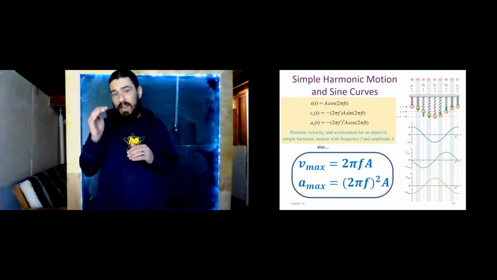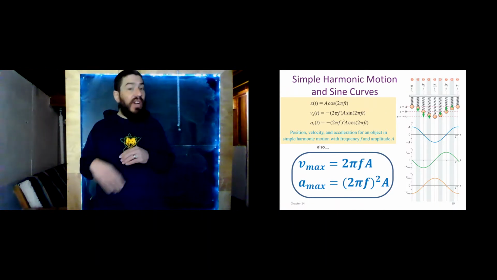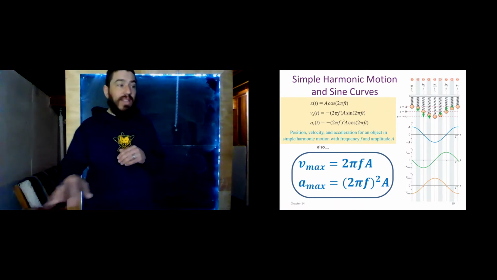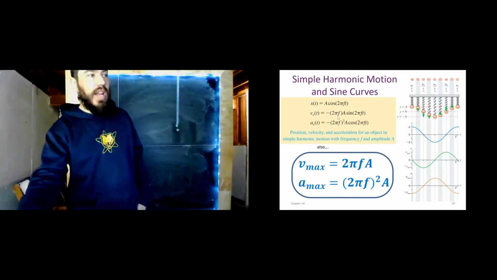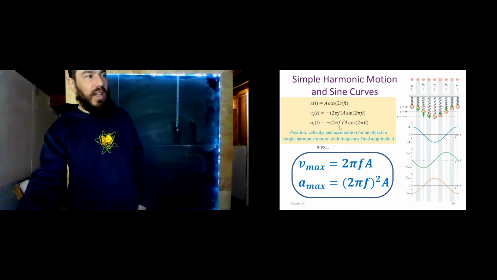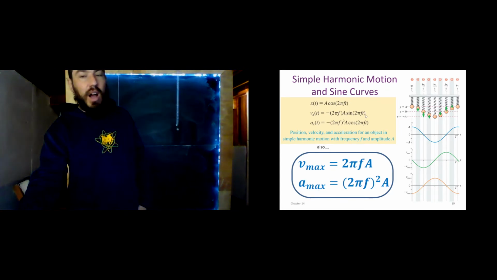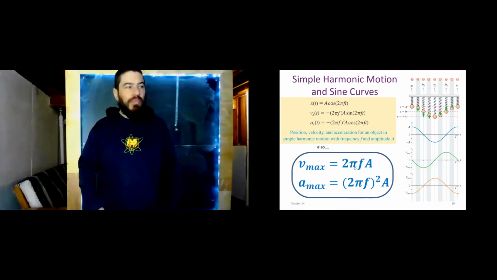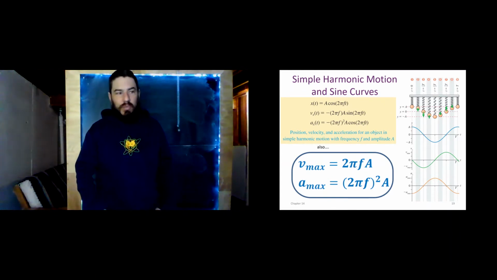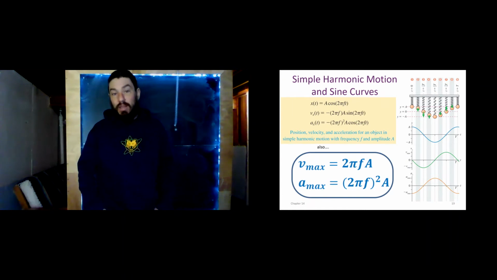Recall that the very biggest the sine function can ever be is 1. The very smallest is negative 1. And that means that the maximum velocity that the object can ever have is this term right here in front, and the maximum acceleration is this term right here in front. Again, sine oscillates between negative 1 and 1, cosine also between negative 1 and 1. So the very biggest the velocity can be is 2 pi f A, and the very biggest the acceleration can be is (2 pi f) squared times A. Again, A is the amplitude.